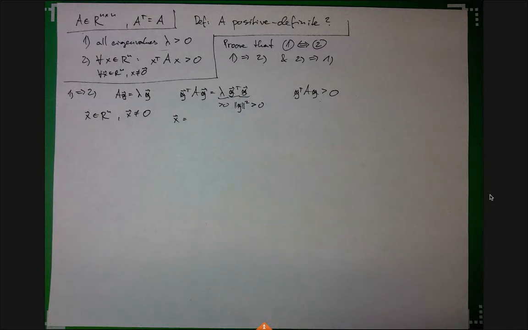Since the eigenvectors of A are linearly independent, you can write X as a combination. Yes. I think that's a great idea.